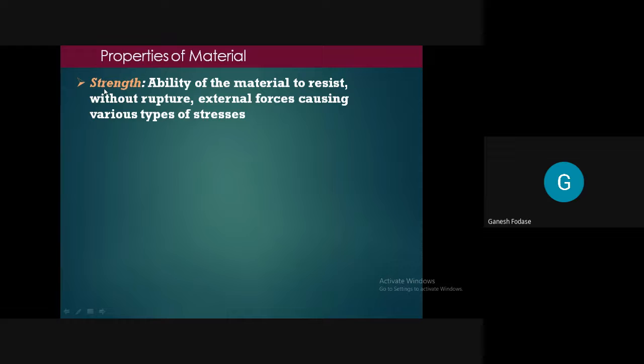It doesn't matter how much maximum load that material or component can sustain. Strength is the maximum capacity to sustain that load. It is the ability of the material to resist without rupture, meaning how much load it can sustain without failure, before failure. That is what strength is.